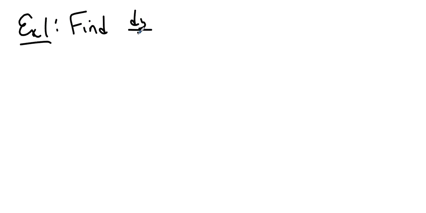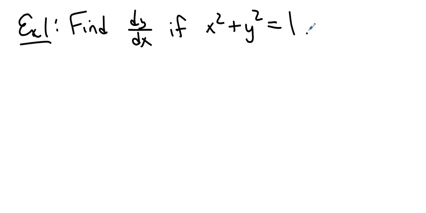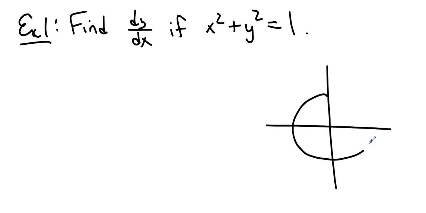So we're going to find dy dx if x squared plus y squared is 1. This is the familiar circle. It's the unit circle. It is not a function. We cannot get y by itself. This is not a function. We are looking to take derivatives of something that is not a function.